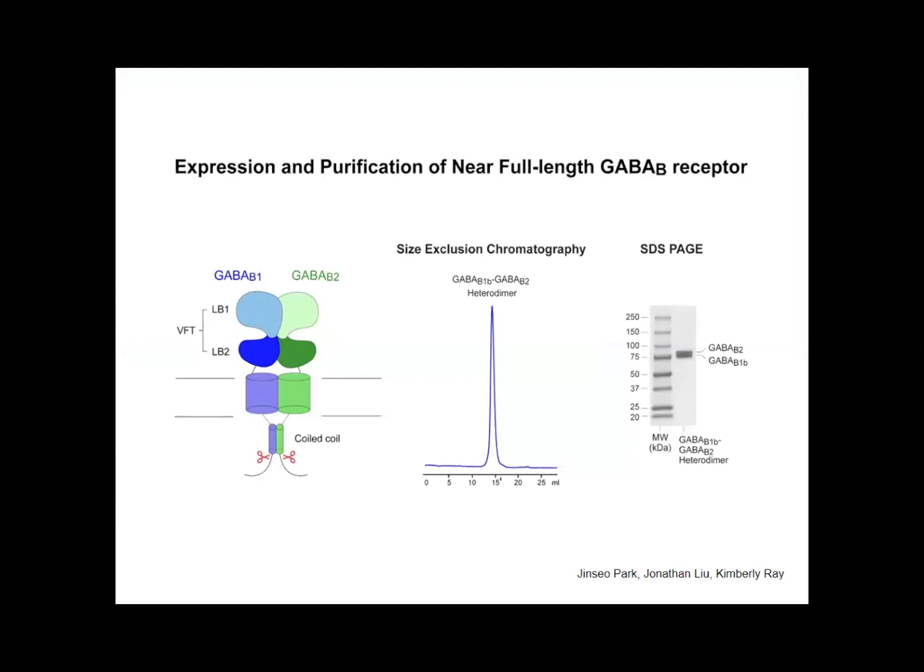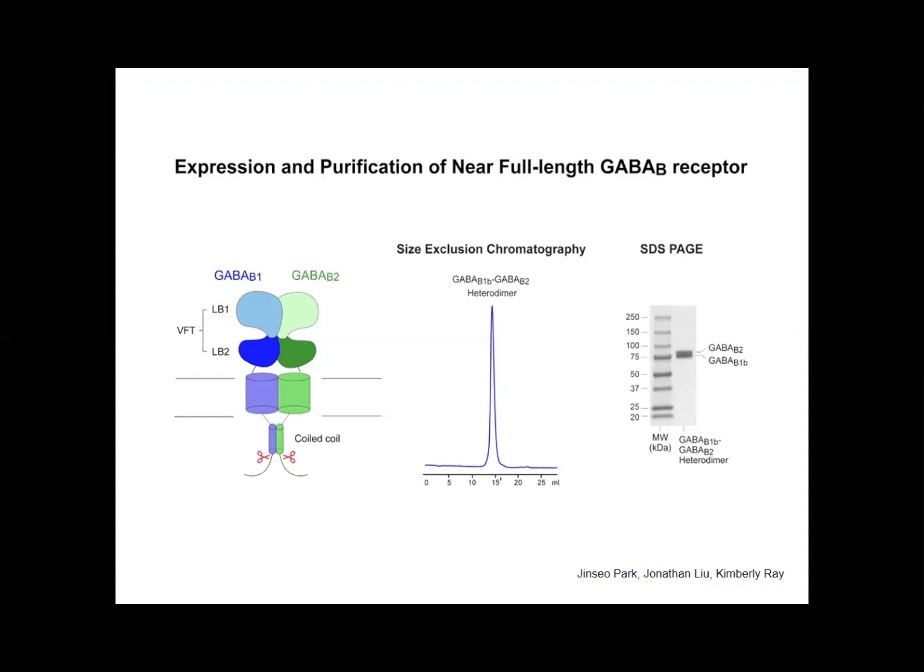In our case, we expressed the human receptor in baculovirus-infected mammalian cells. For each subunit, we used an expression construct that was truncated at the C-terminal end according to the domain boundary of the intracellular coiled-coil. This strategy allowed us to remove the flexible region in the cytoplasmic tail. The coiled-coil fragments also promote heterodimerization and facilitate cell surface expression of both receptor subunits.